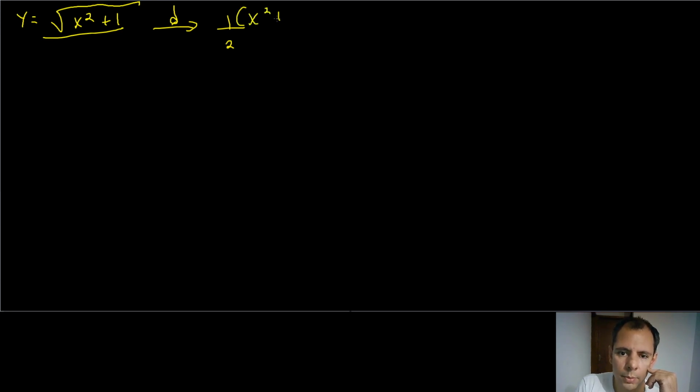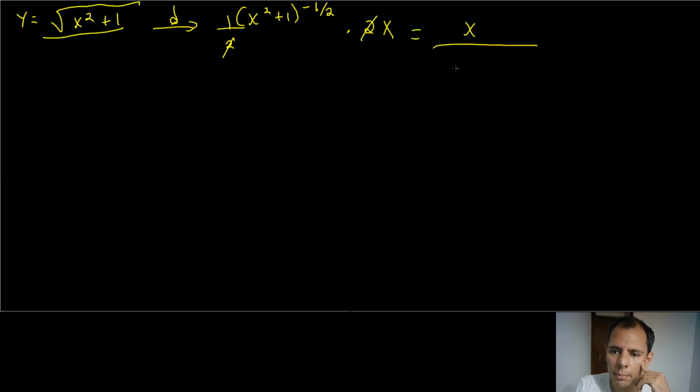Of x squared plus 1 to the minus 1/2. Okay, you got this. Times the derivative of what's inside, which is 2x. And there you go. Now this 2 is going to cancel with this one. And what are you left with in the end? You got x divided by the square root of x squared plus 1.